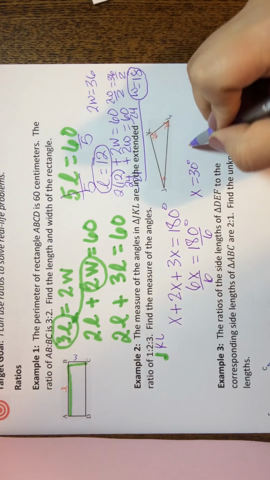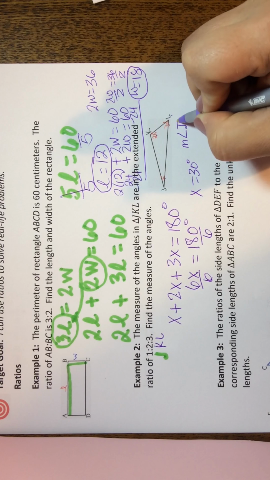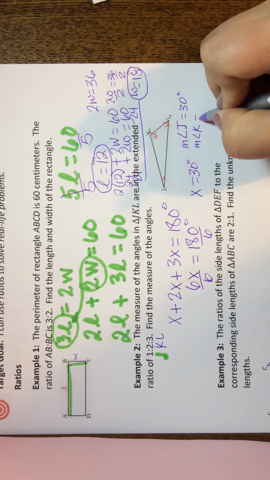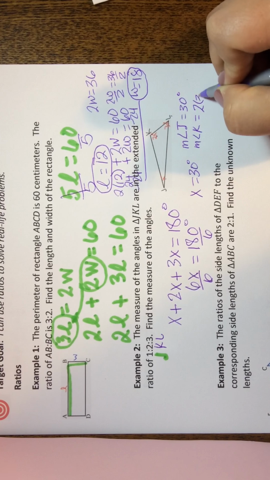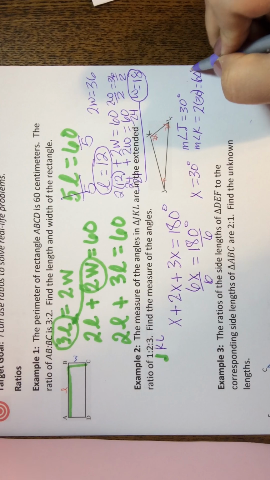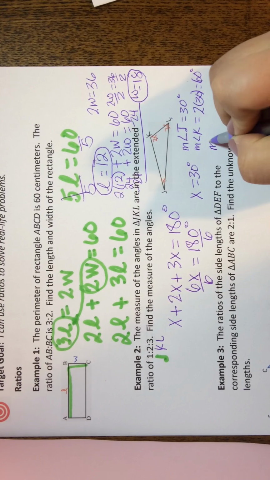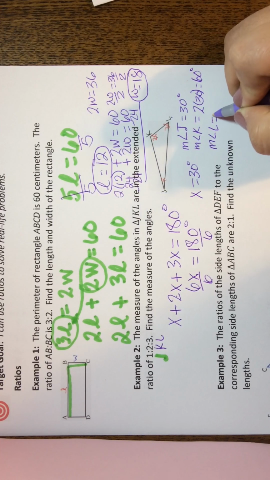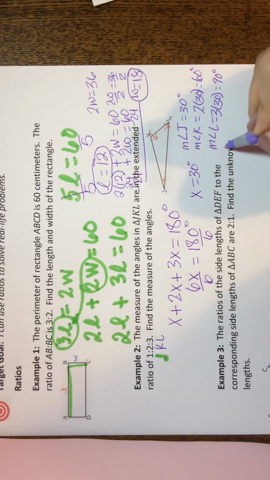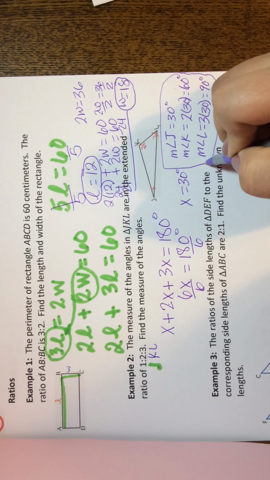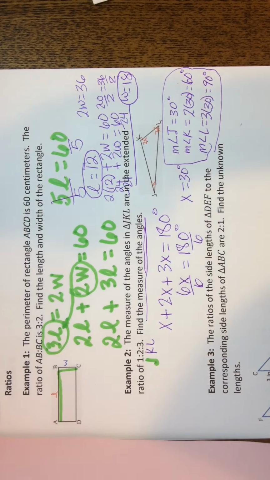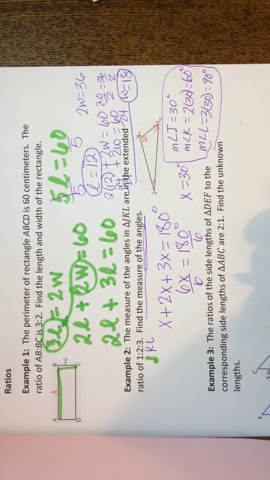So the measurement of angle J is 30. The measurement of angle K is 2 times 30, which is 60 degrees. And then the measurement of angle L is 3 times 30, which is 90. And so these are all your answers that you need, because it says find the measure of the angles. And there's 3 angles.